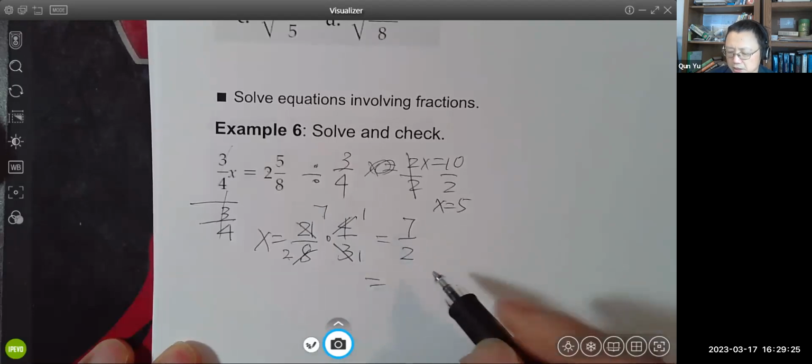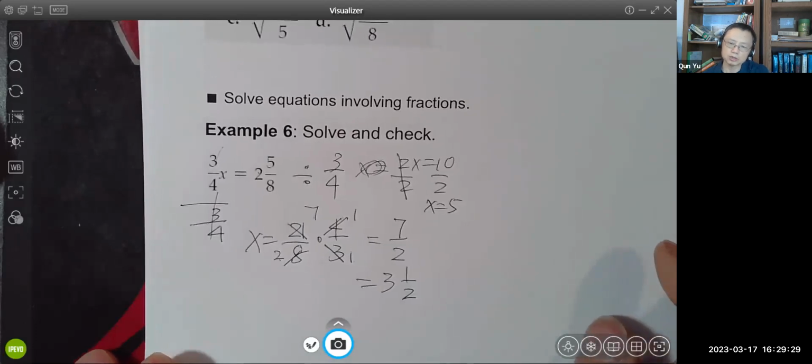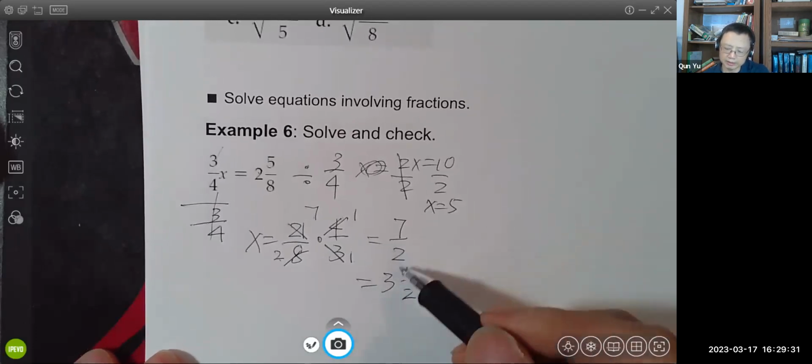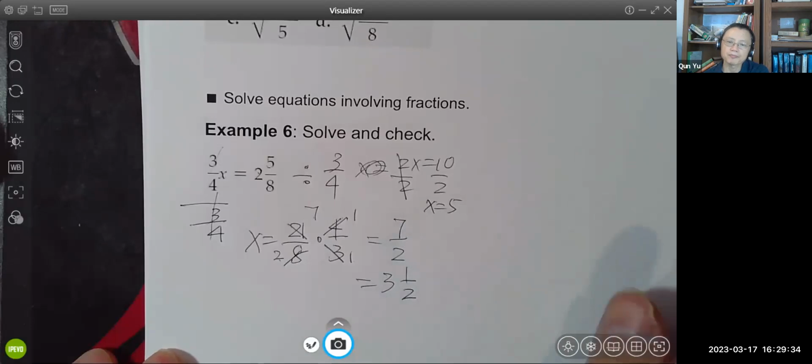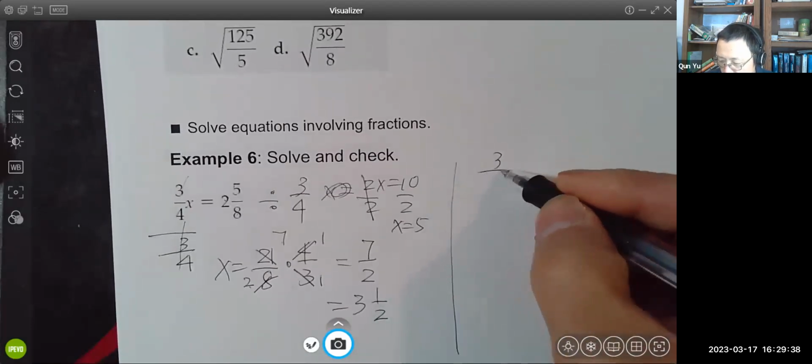Change it back to a mixed number, this is 3.5. 7 divided by 2, there are 3 2s in it, right? 3 2s make 6, so the remainder is 1. Or you can do it a little bit more efficiently, just a little bit.